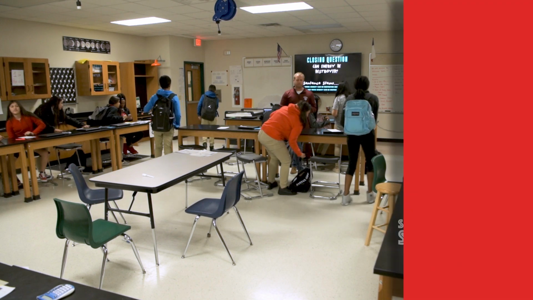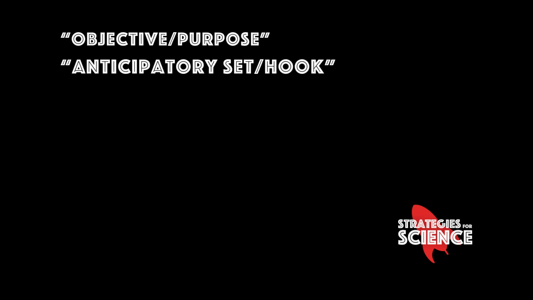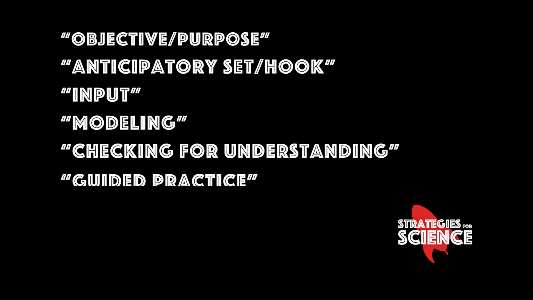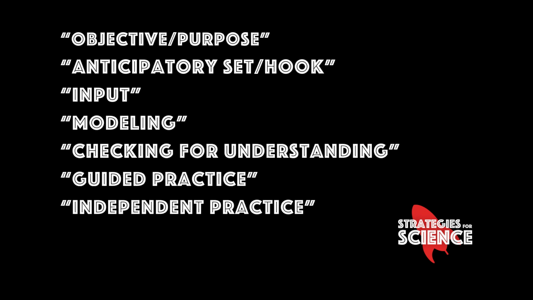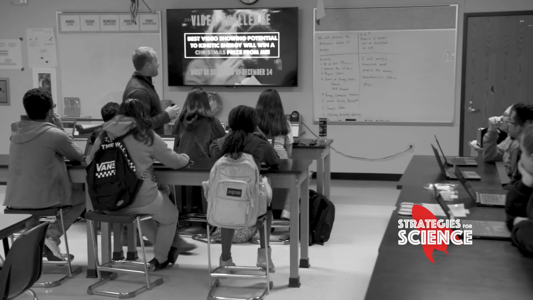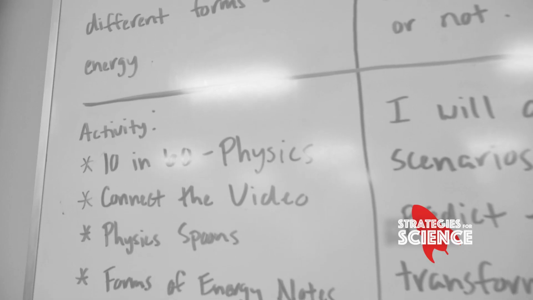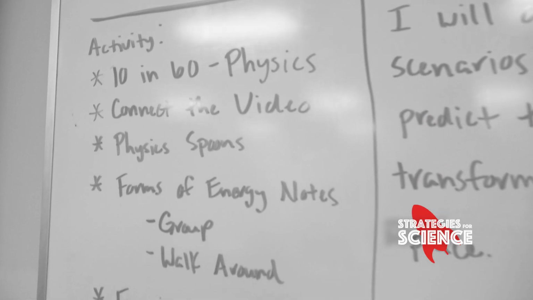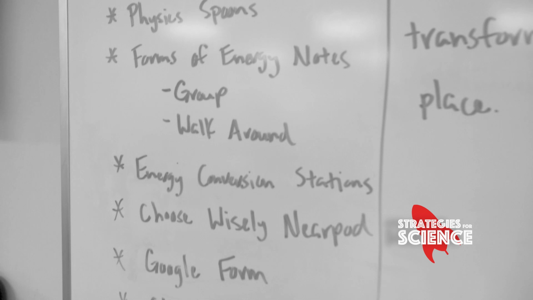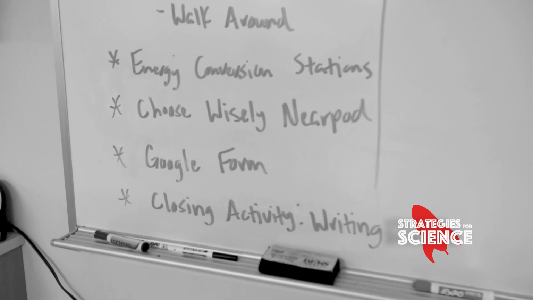To sum up, here is a list of the parts of the lesson cycle that Mr. Kane used: objective, purpose, anticipatory set, hook, input, modeling, checking for understanding, guided practice, independent practice, and closure. It is important to note that this lesson took a lot of mental energy and planning time in the front end. Mr. Kane first did some research and ensured that the vocabulary and skills that were to be taught were all aligned to the TEKS.